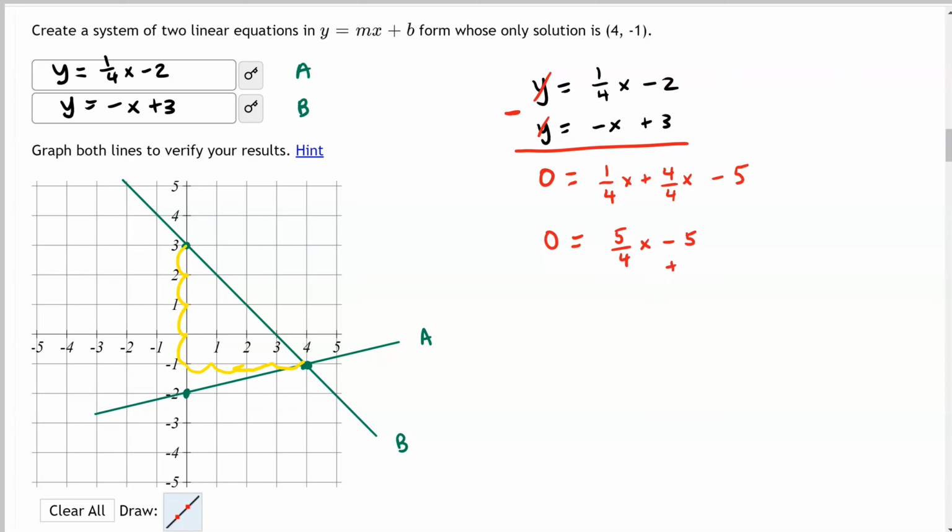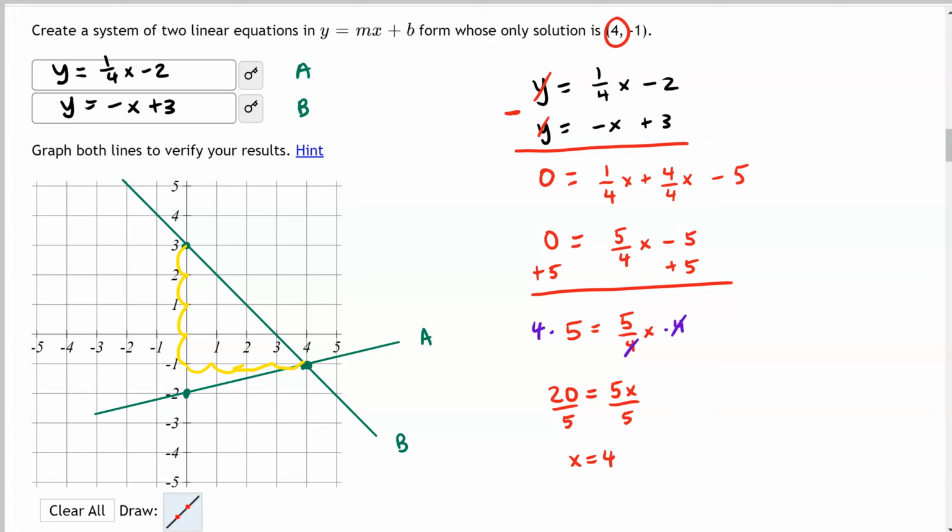And then from here, I'm going to add 5 to both sides. If I do that, I get 5 equals 5/4 x. And then from here, I want to multiply both sides by 4 so that I would get rid of the 4 in the denominator. And if I do that, we get 20 equals 5x. And then if I divide both sides by 5, we get that x equals 4.